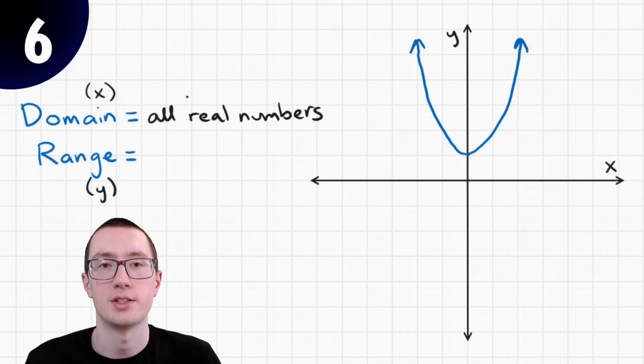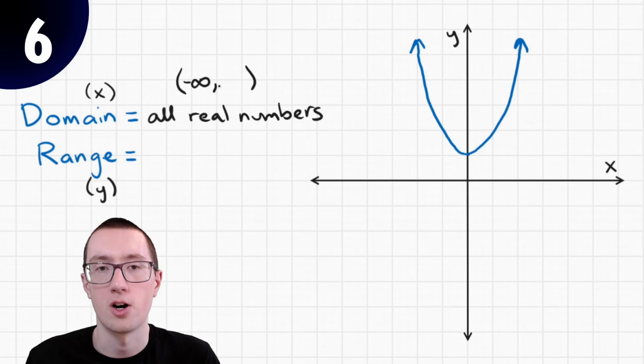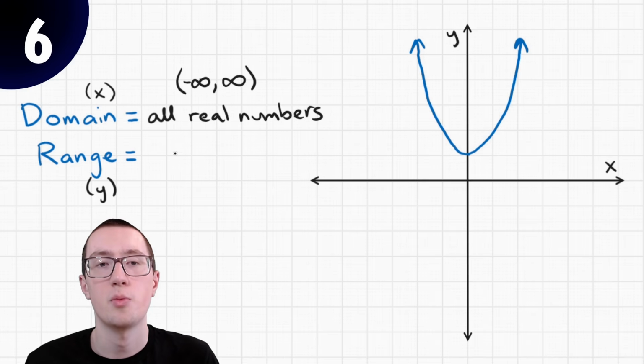Or another way to write this is to say that you can go from negative infinity to positive infinity. So the way that we do that is we put it in parentheses, and we say that we have negative infinity as the lowest we can go, comma, and then positive infinity as the highest we can go. So now what about our range? What can we put in for y?